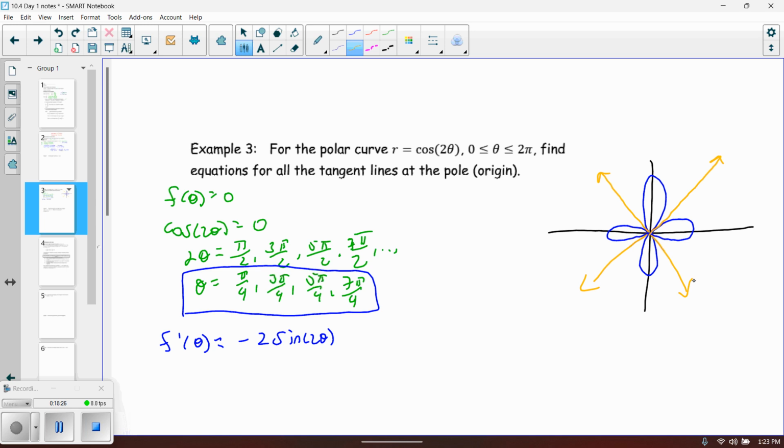All right, that is plenty enough for this video. We'll come back with example 4, and we will start the idea of how to find area.